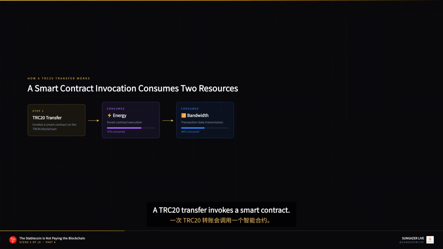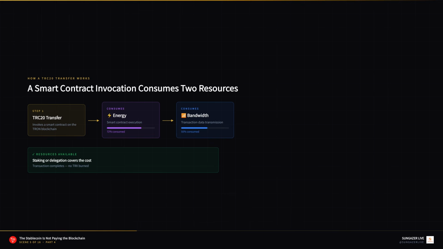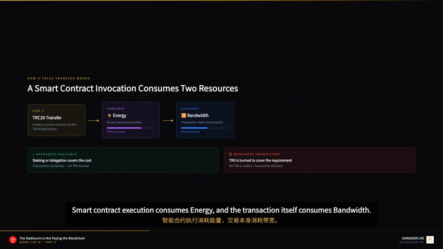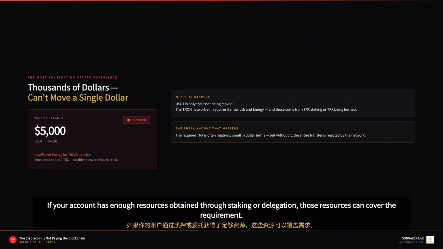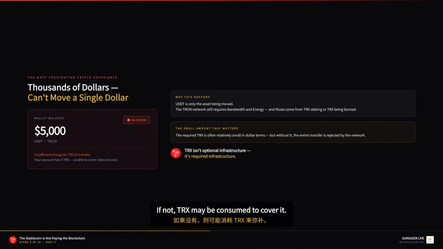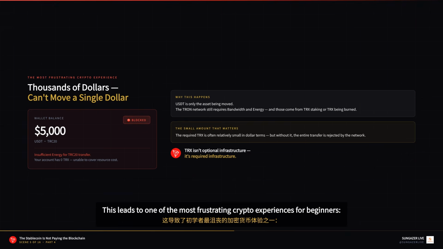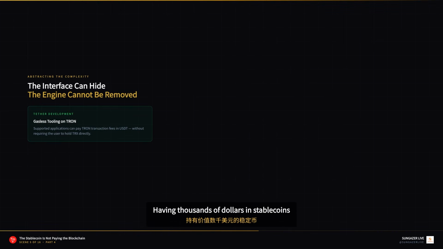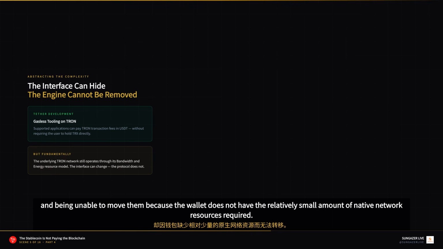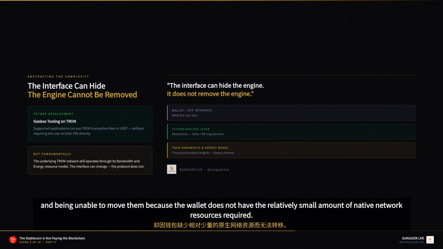A TRC20 transfer invokes a smart contract. Smart contract execution consumes energy, and the transaction itself consumes bandwidth. If your account has enough resources obtained through staking or delegation, those resources can cover the requirement. If not, TRX may be consumed to cover it. This leads to one of the most frustrating crypto experiences for beginners: having thousands of dollars in stablecoins, and being unable to move them because the wallet does not have the relatively small amount of native network resources required.